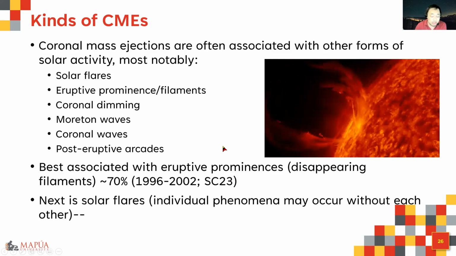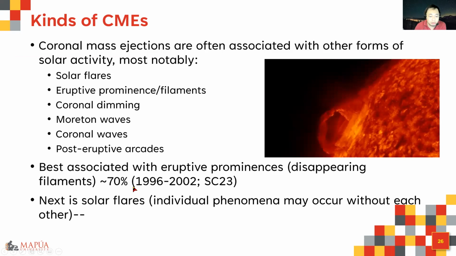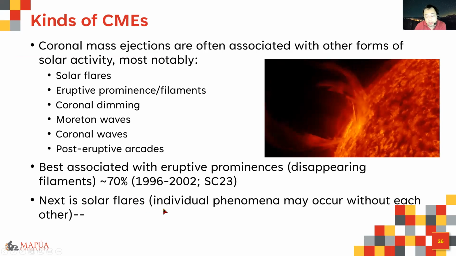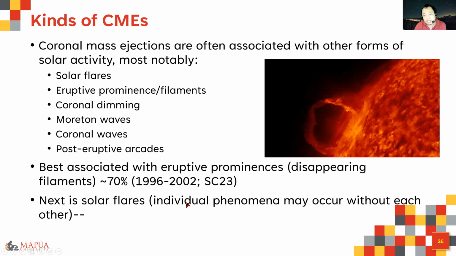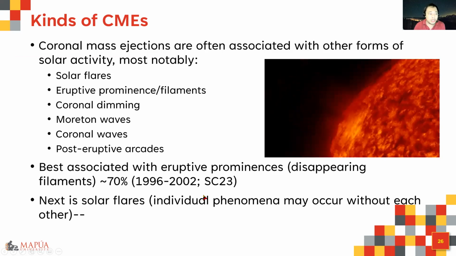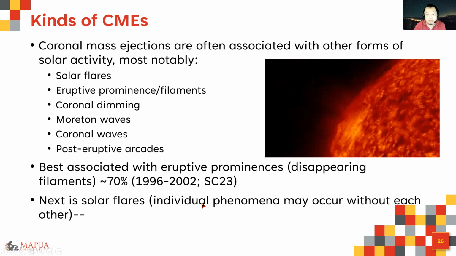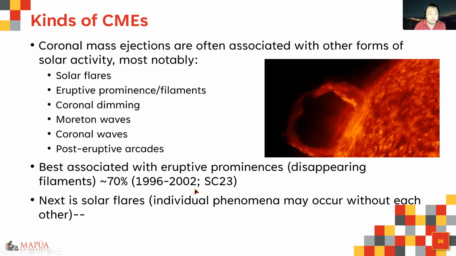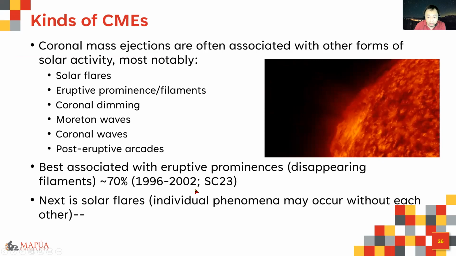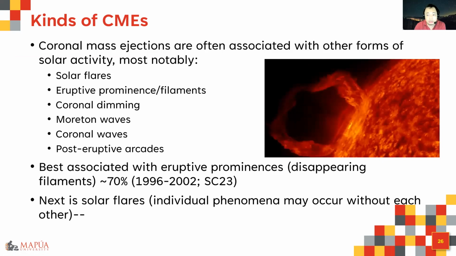Of course, next best associated would be solar flares. However, again, as mentioned earlier, solar flares do not necessarily mean eruption, and that doesn't necessarily mean production of a coronal mass ejection. It's not always the case, but they can be associated with each other.